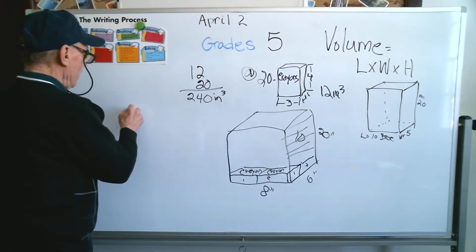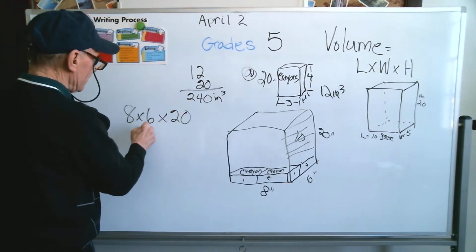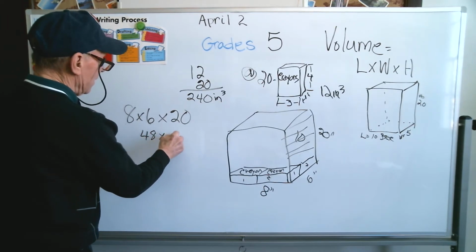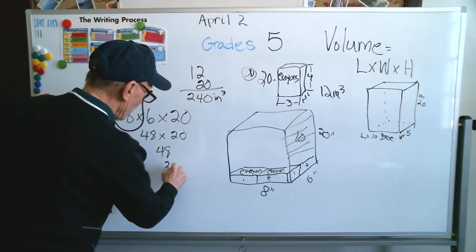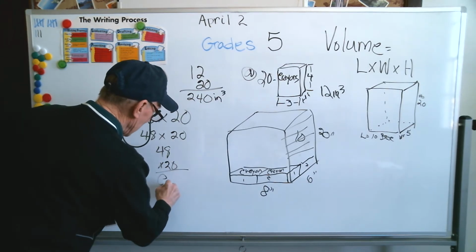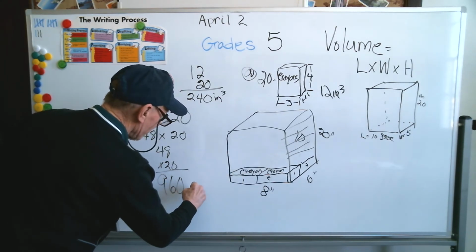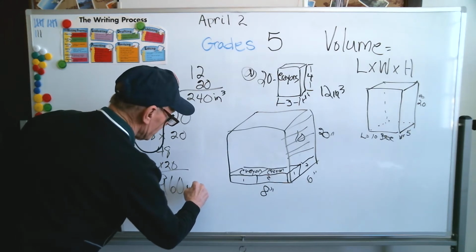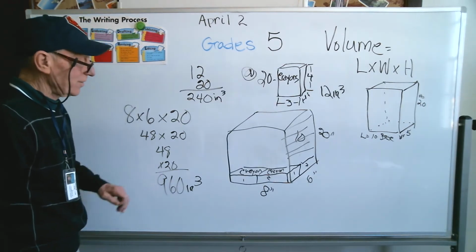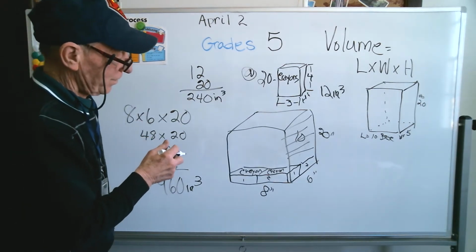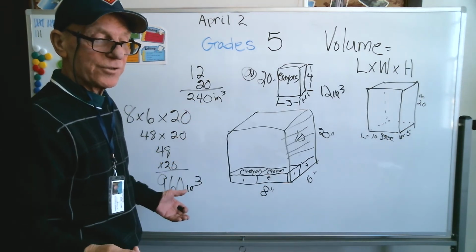So let's do the math. 8 times 6 times 20. So 6 times 8 is 48 times 20. So 48 times 20 equals 960. Now remember, it's inches, so it's inches cubed. So you need a box that's at least 8 inches by 6 inches by 20 inches in dimension.